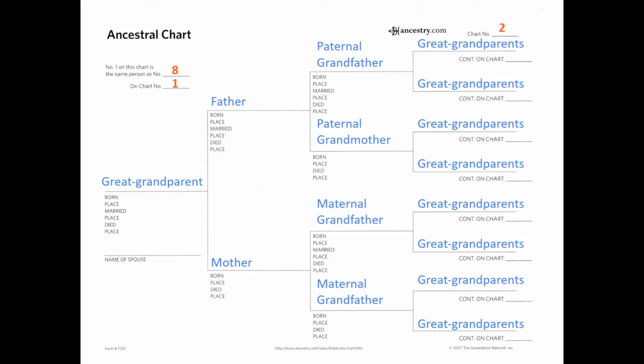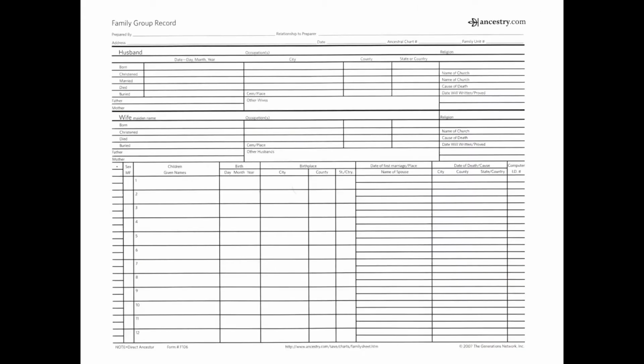But fundamentally, this is the same type of thing that you can do on Ancestry when you make a family tree. You put information about people and you link the generations together. That's what we're trying to get out of a chart like this. So the next type of chart that you can use to record information is more like a personal profile. We call this a family group sheet or a family group record.